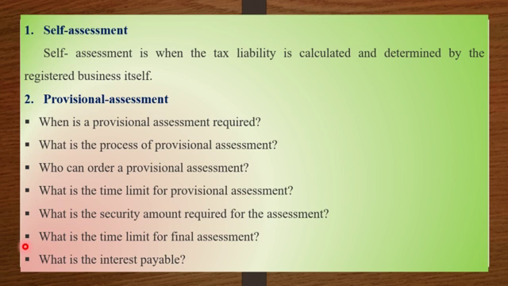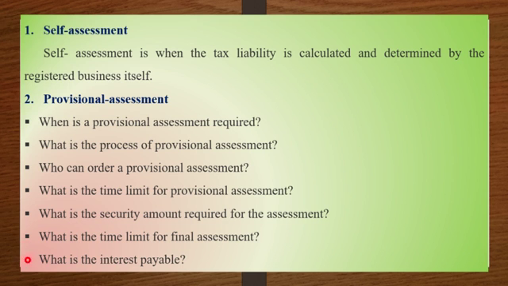Thus, a provisional assessment can continue for up to 5 years. For final assessment, the proper officer would issue a notice wherein the assessee would have to provide the records and books of accounts to the officer. Based on the assessee's submitted records, the final assessment would be done and the final tax liability would be calculated.